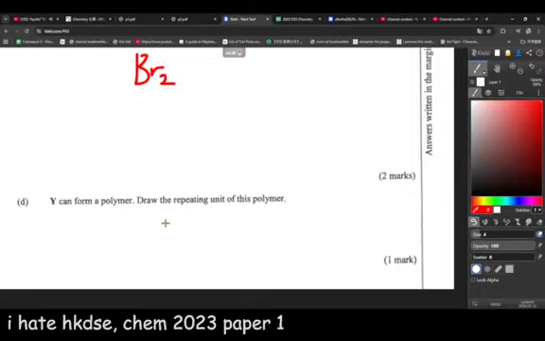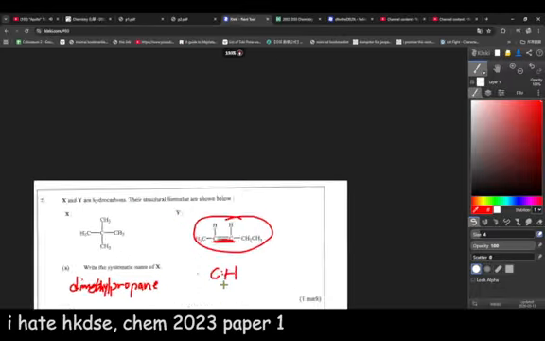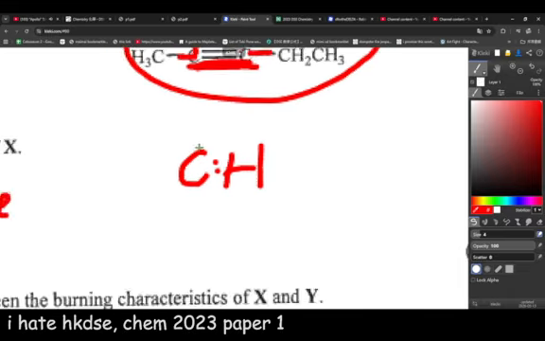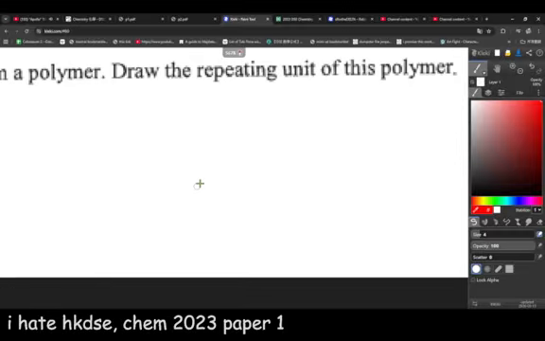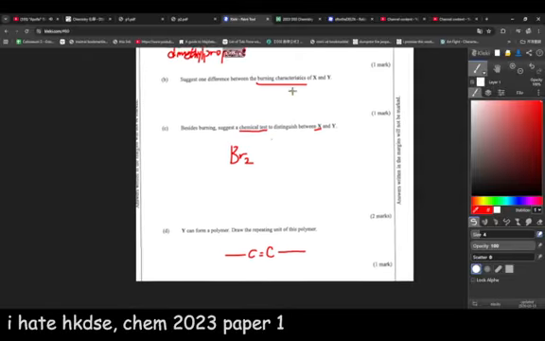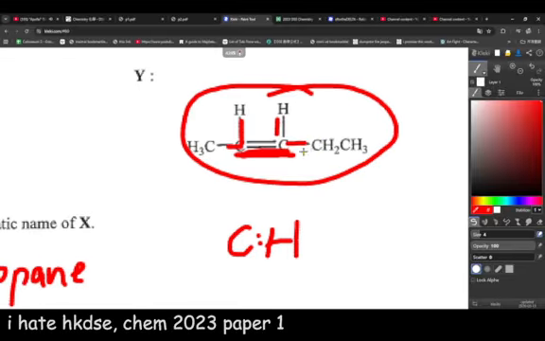Now, draw the repeating unit of this polymer. How nice of them to give you all four bonds here. So yeah, that's quite easy. I'll write it for you. C double bond. Repeating unit. So write a giant line to connect between repeating units.